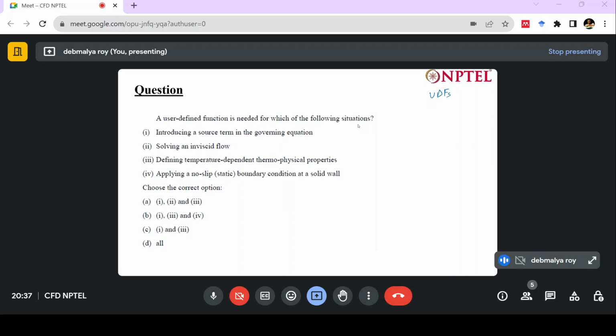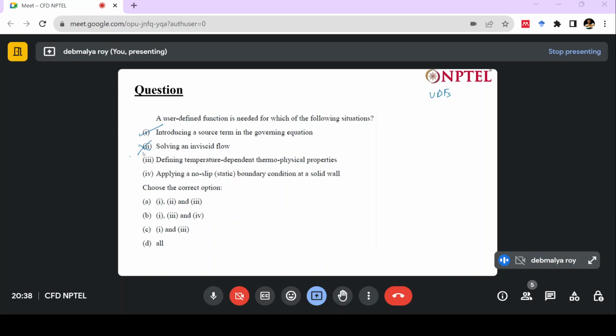So it can be done to introduce a new source term in the governing equation. This is one purpose that it is used for. If you want to have, let's say, an electrical body force or some magnetic body force, that will have a different set of governing equations from where you are deriving that electrical force and incorporating it into your Navier-Stokes equation. For that, you need to give a user-defined function. Solving an incompressible flow, no, that is a very basic function that a main solver can do. So for this, no user-defined function is needed.